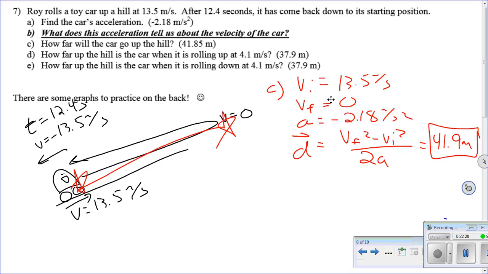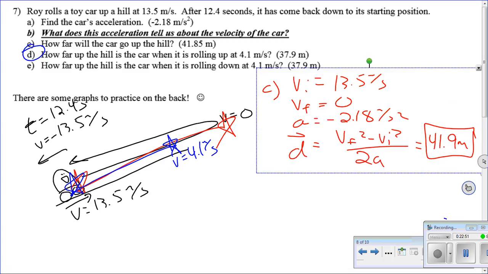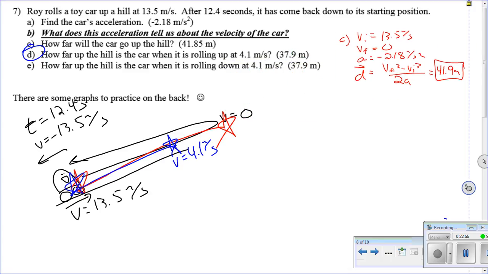Okay, cool. Now, D, new time interval. Question D says, how far up the hill is the car when it's rolling at 4.1 meters a second? So the idea is somewhere in here there's a point where the velocity is 4.1 meters a second, and I want to know the displacement to there. So for D, you solve it the exact same way as you just did C, except your final velocity is not 0 anymore. It's now 4.1, right? So let's do it.